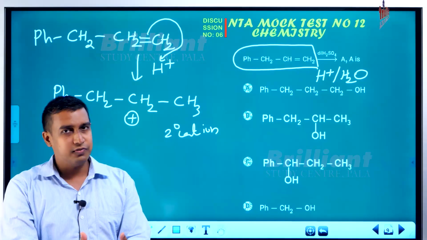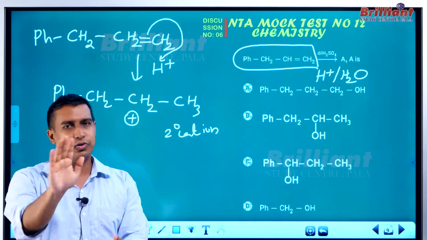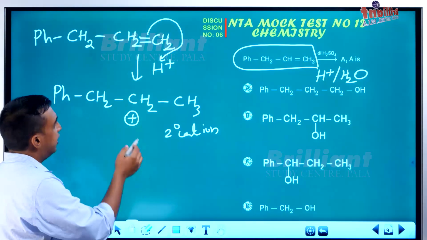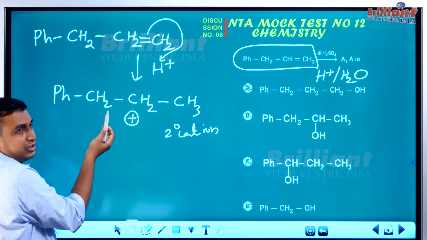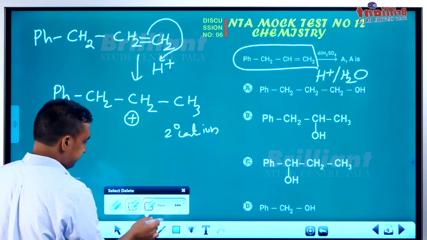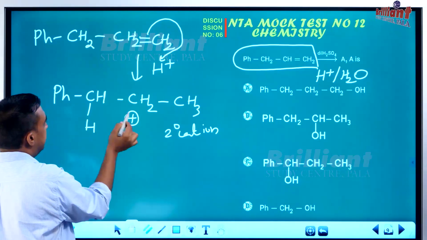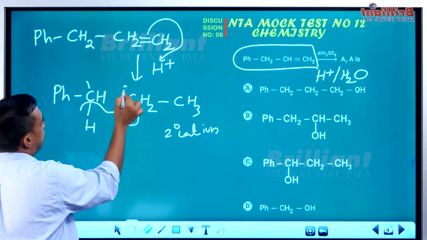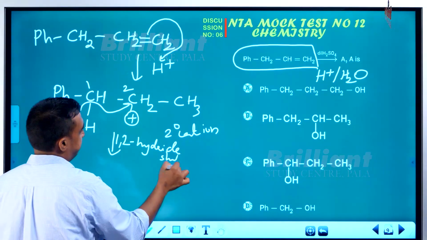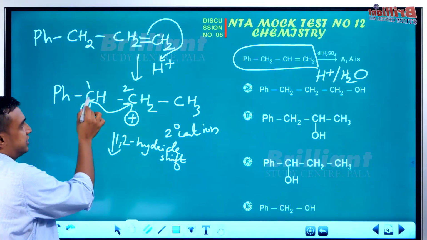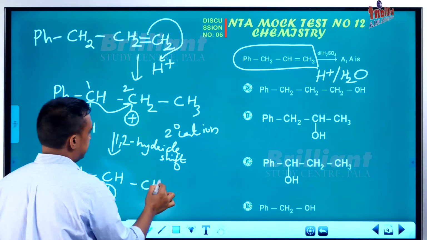And how do we know whether the cation will rearrange? If the carbon directly attached to the cation you get is more stable, rearrangement will surely happen. So what will happen here? The carbon next to this cation is this one. If the positive charge comes here through a rearrangement, you will get a benzyl cation. So what actually happens is that here I will have a 1,2 hydride shift. A 1,2 hydride shift means H minus jumps from the first carbon to the second carbon. I will get Ph, CH plus, CH.